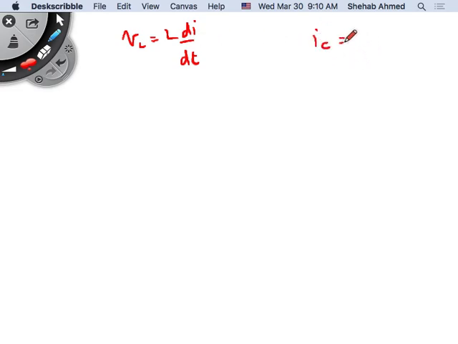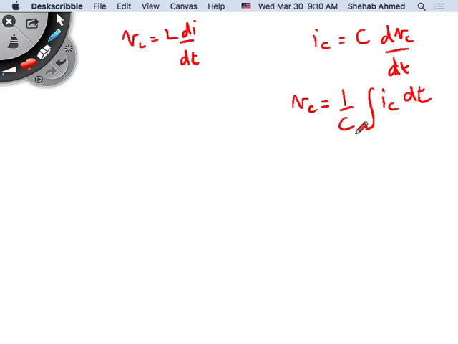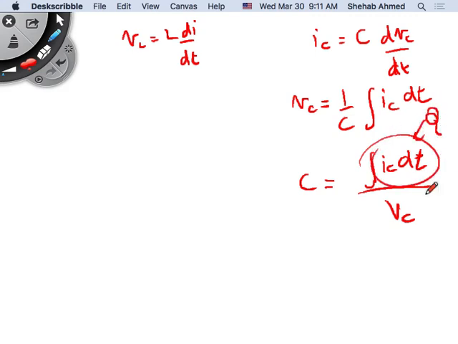So IC equals C dVc by dt. This is the first order differential that links voltage and current across a capacitor. Vc is equal to 1 over C integral of IC dt, right? So C is equal to the integral of IC dt over Vc. What is the integration of current with time? Charge, exactly. So this is charge, and this is voltage.